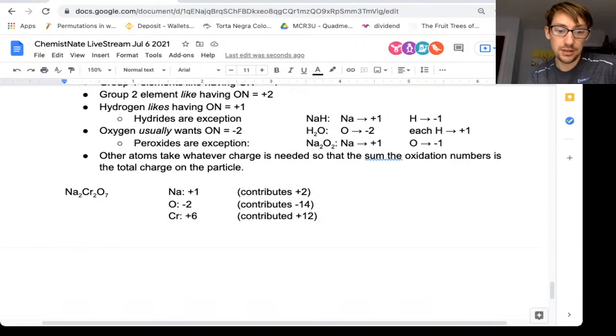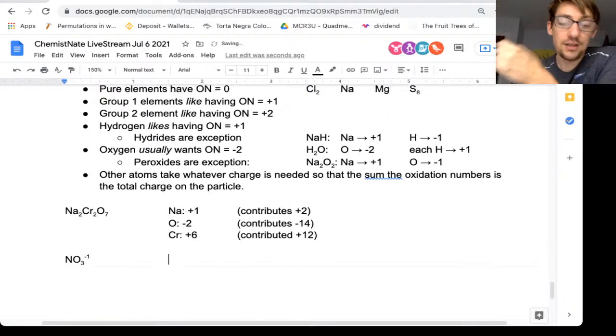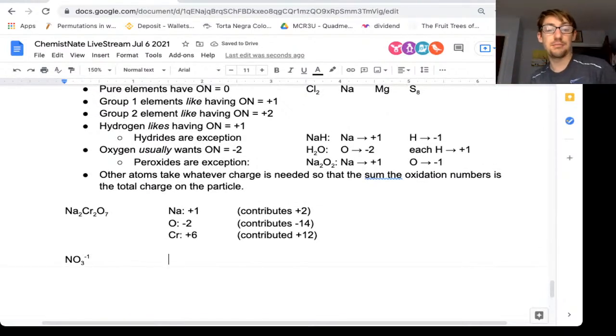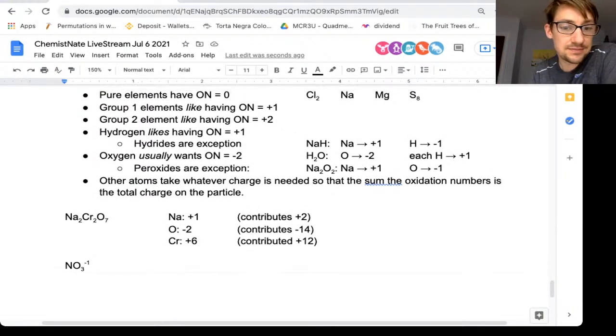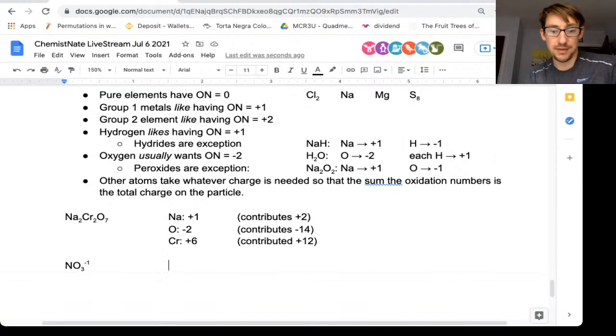I'm going to do one more example here. I'm going to do NO3 with a minus charge on it, a charged particle. This is an ion. The total contribution needs to be -1 in the end. There are no pure elements here. I've got nitrogens and oxygens. There are no group 1 elements here. There are no group 2 elements. Most of the time I actually call this metals. There's no hydrogen either, but oxygen usually wants a charge of -2.